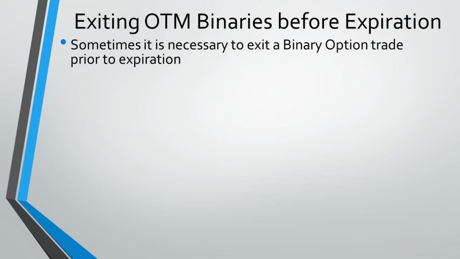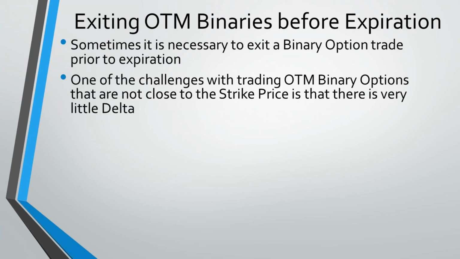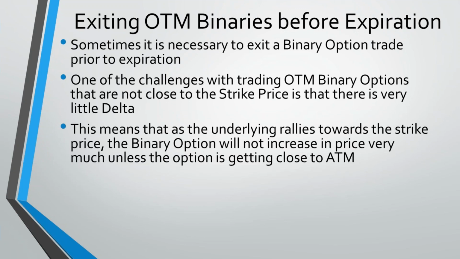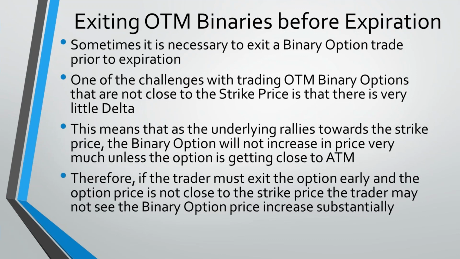Exiting out of the money binaries before expiration. Sometimes it is necessary to exit a binary option trade prior to expiration. At Path Trading, we do it all the time. One of the challenges with trading out of the money binary options that are not close to the strike price is there's very little delta. This means as the underlying rallies towards the strike price, the binary option will not increase in price very much unless the option is getting very close to at the money. Therefore, if the trader must exit the option early and the option price is not close to the strike price, the trader may not see the binary option price increase substantially.